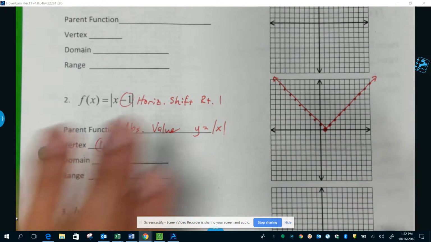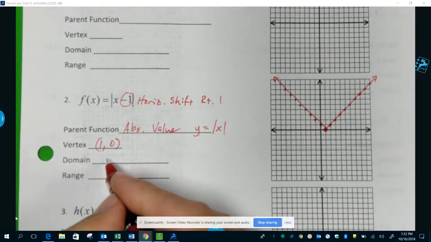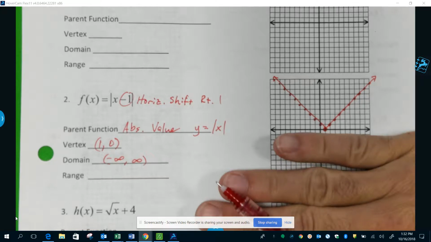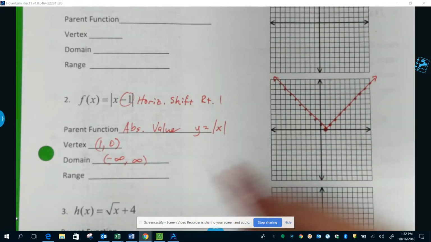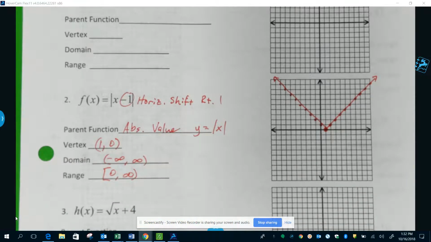The domain still goes from negative infinity to positive infinity, left and right. And the range, the lowest we are is 0, and the highest we go is all the way up to infinity. 0 to infinity. Infinity always gets parentheses, and since it's touching 0, 0 gets a bracket.